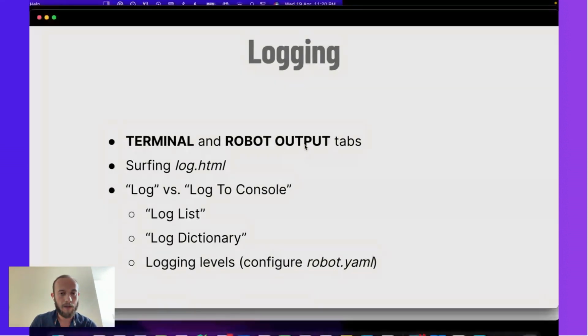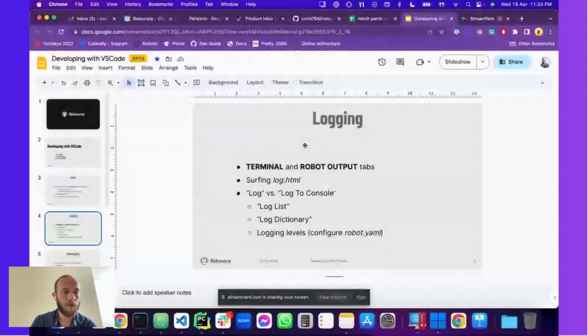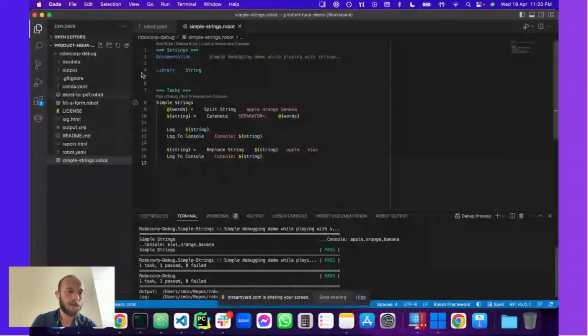And this is right here. I'm having a small demo for you. It's called Simple Strings Robot, inside a robot called Robocorp Debug. And right here, I'm just having a string that I'm not doing anything fancy with, just splitting it into individual words and then joining them and then printing them.